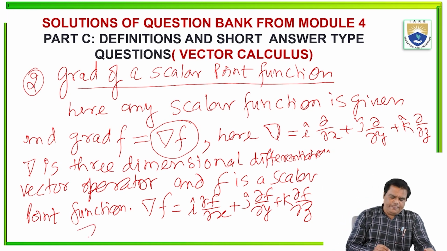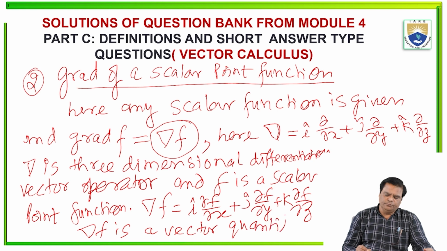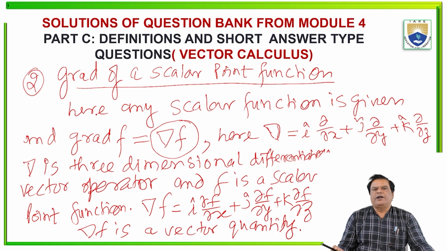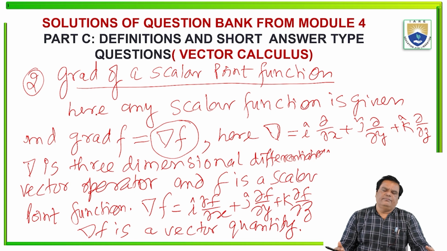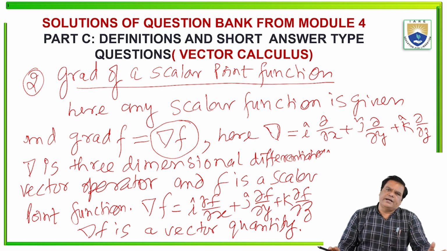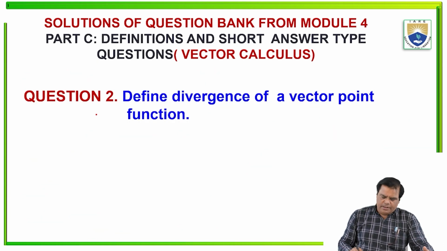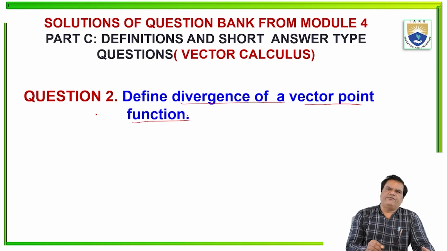Here del f is a vector quantity. Del is vector, f is scalar, but the product of del and f is a vector. So that is known as grad f, the gradient of a scalar point function. Now next, define divergence of a vector point function.